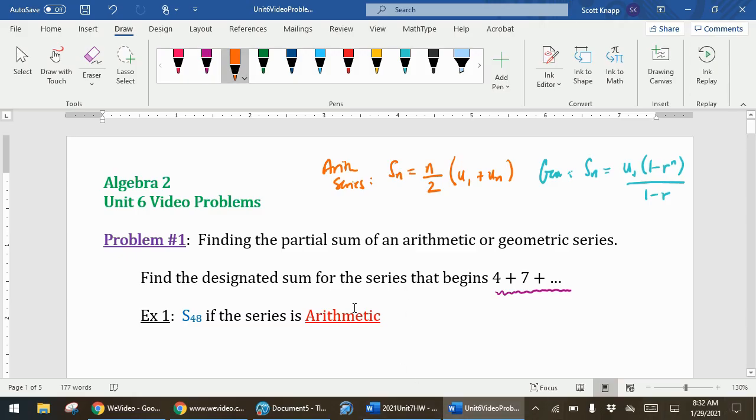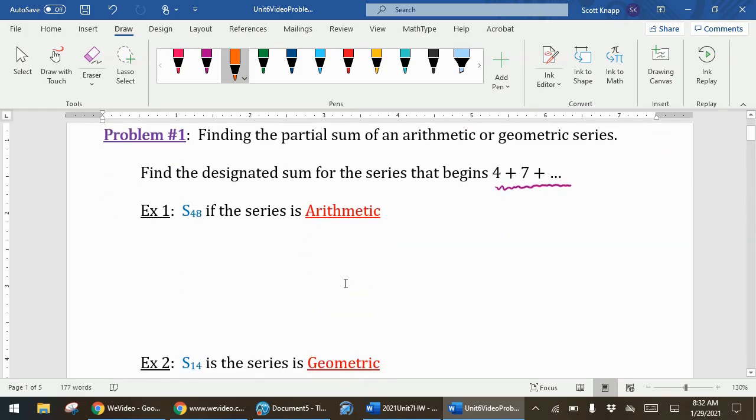In example 1, we're going to find the partial sum of the series that's listed there if we have an arithmetic series. So one thing I like to do is list out the things that I need in order to accomplish that. I need to know how many terms are in the series. I need to know the first term, and I need to know the last term, which in this case would be term number 48. Because I'm really adding up 4, which is the first term, 7, the second term, all the way up until I get to whatever that 48th term is.